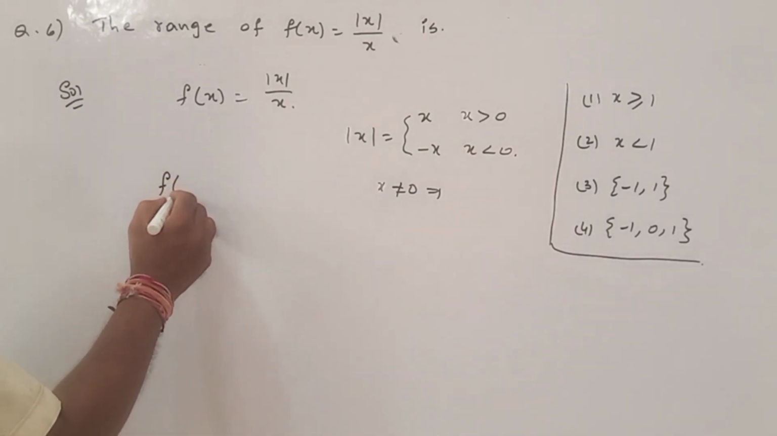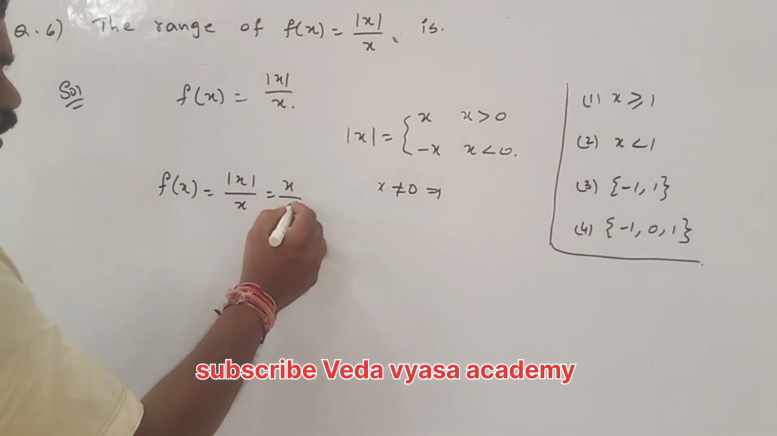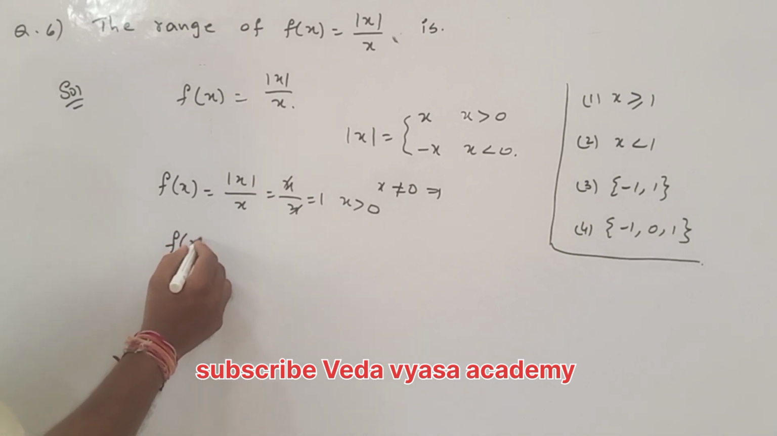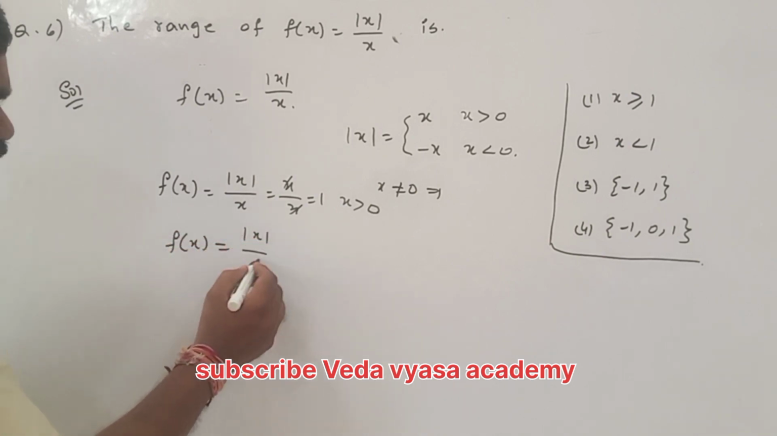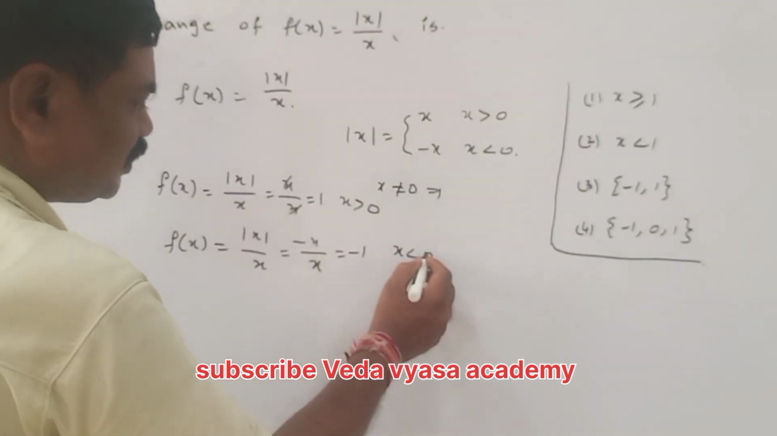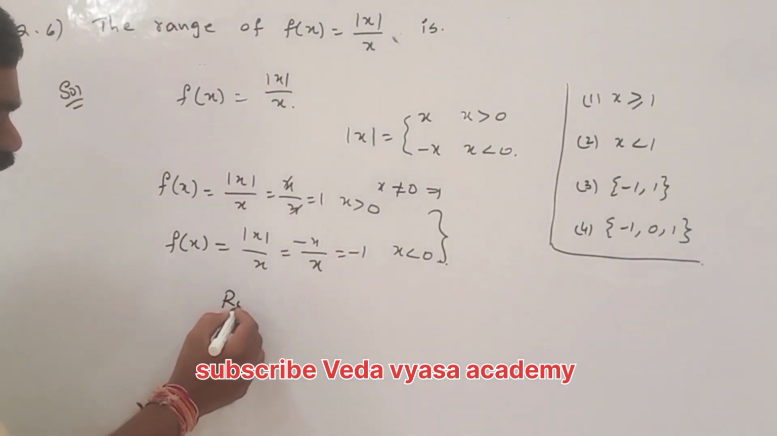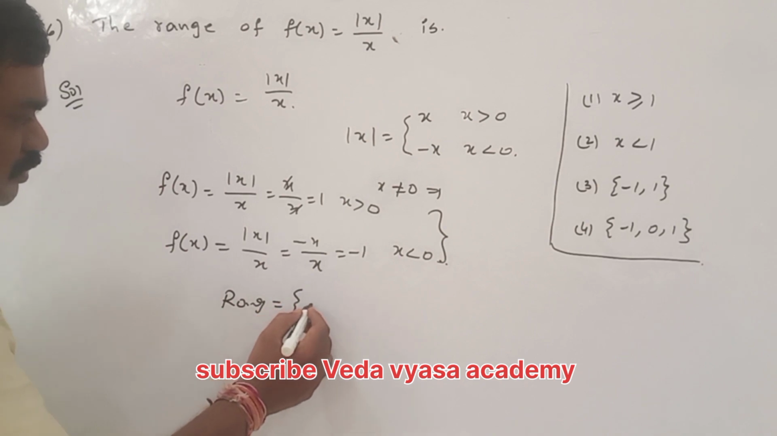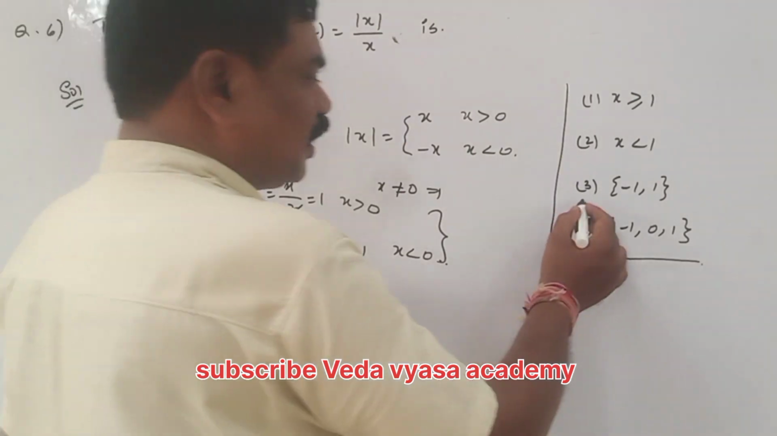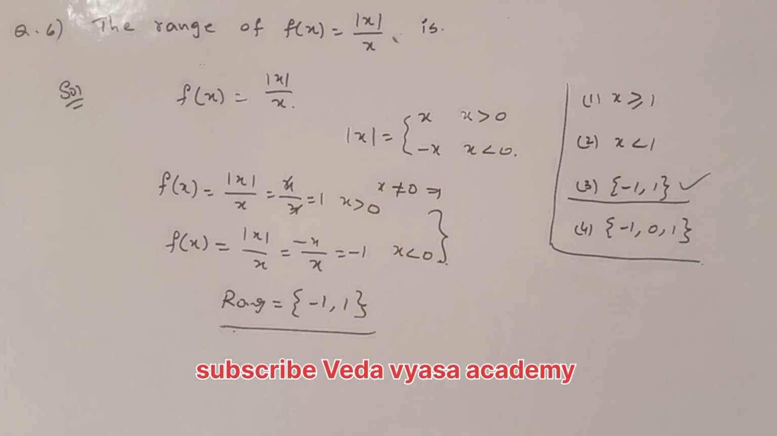So f of x is equal to mod x by x, which is x by x, which is equal to 1, for x greater than 0. F of x is equal to mod x by x, which is minus x by x, equal to minus 1, for x less than 0. These two conditions. So what do we have to write? Range is equal to, this is {minus 1, 1}, that is the answer. So option 3 is the answer. Okay, all of you, this is the solution.